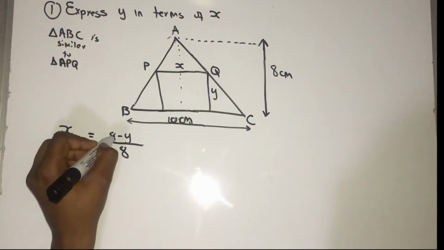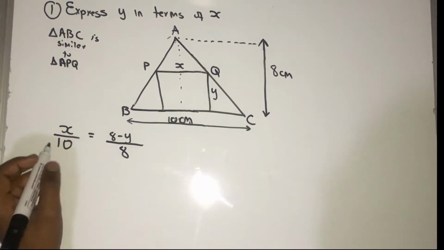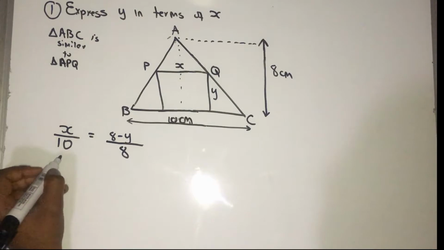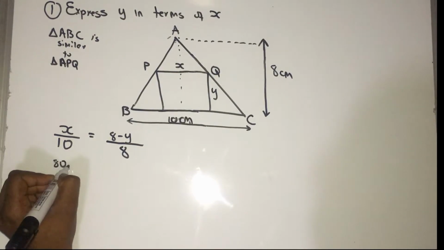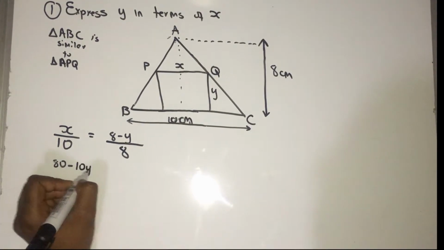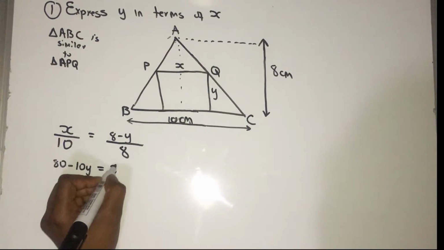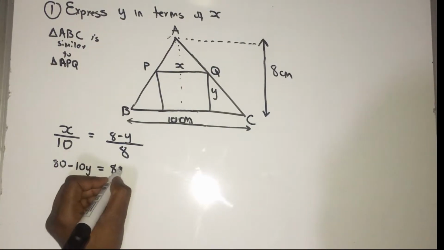So I'm going to start by cross multiplying here. So this by that, I'm going to get 80 minus 10y. That's the same as 8x.